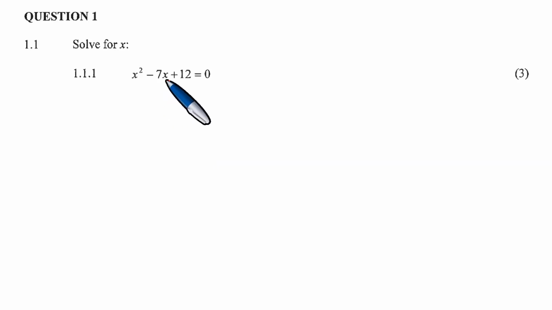X squared minus 7x plus 12 equals 0, and we want to solve for x. How do we solve for x? Right, so to solve for x, first things first, we need to factorize the expression.